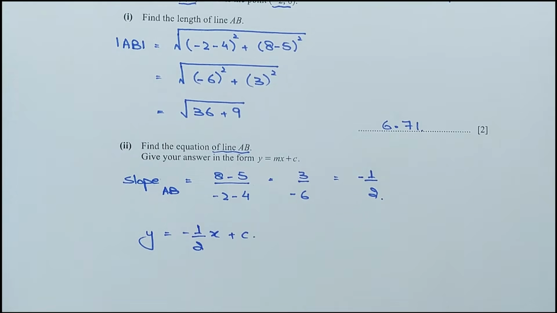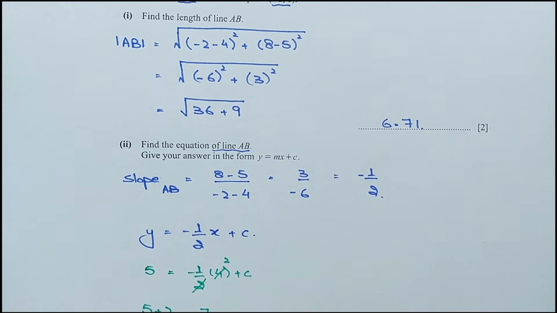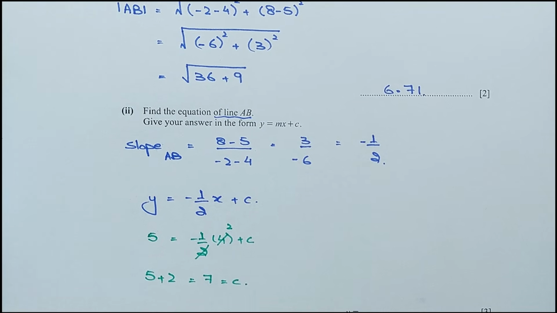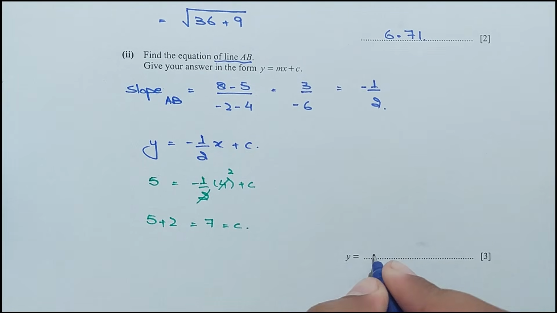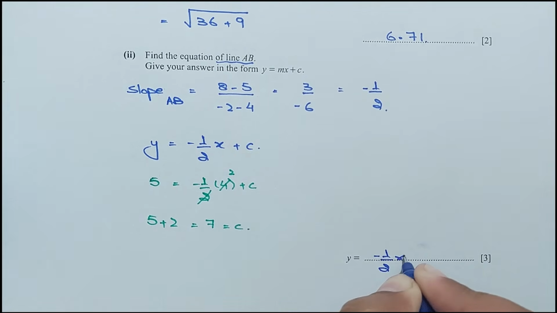And to get the value of c, we can substitute point A or point B. This is your choice. I'm plugging point A. X is 4 and y is 5. So 5 equals to -1 by 2 into 4 plus c. 2 times 2 is 4. So 5 plus 2, this is 7, and this would be c, right? So the c value is 7, and we can say the equation of line AB in the form of y equals to mx plus c is y equals to -1 by 2x plus 7, right?